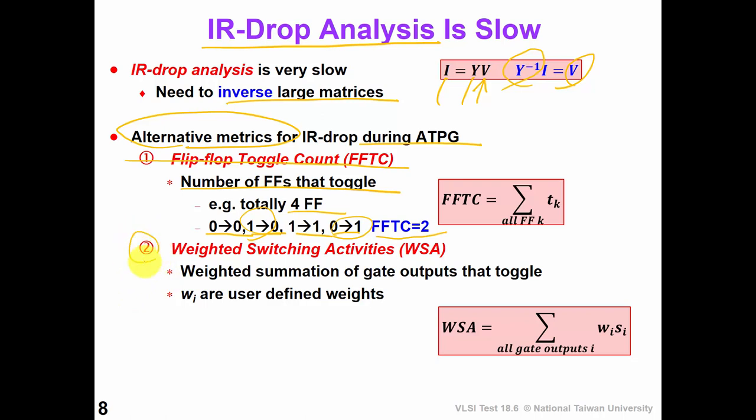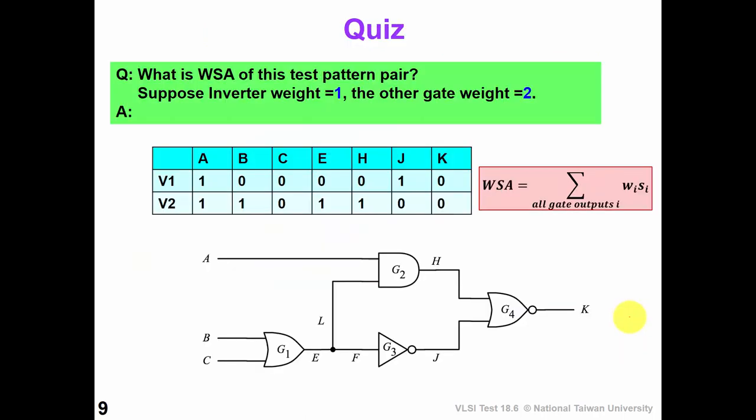So some people also propose weighted switching activity, WSA, which is a weighted summation of gate outputs that toggle. In this equation, WI is a user defined weight. SI is the switching activity of the gate output. Now, let's do a quiz. Given this circuit and a pair of test patterns V1, V2, please calculate the WSA of this pattern pair. Suppose that the weight of the inverter is 1 and the other gates are 2. Now you can calculate WSA according to this equation. Please pause the video and do this quiz.